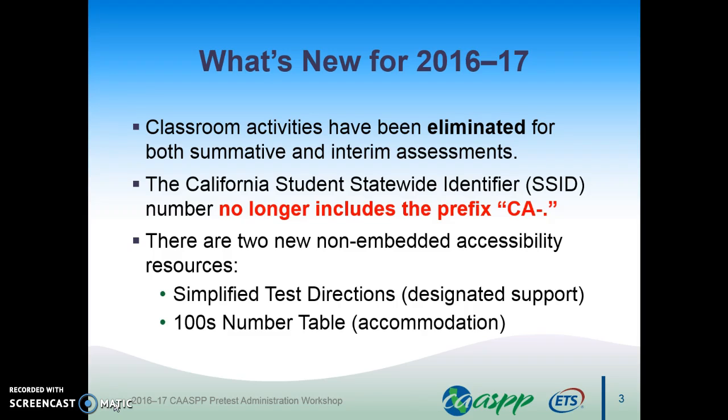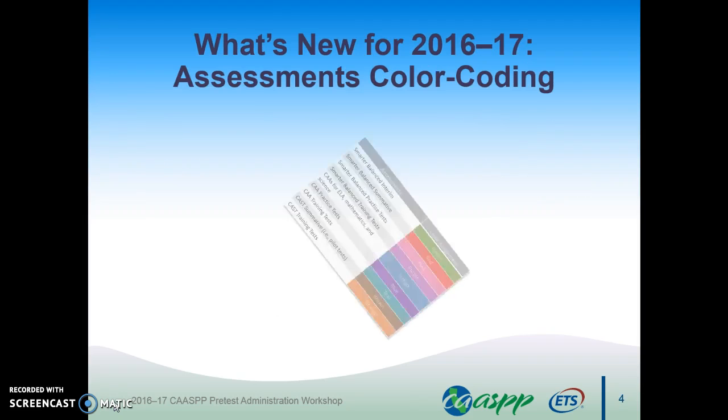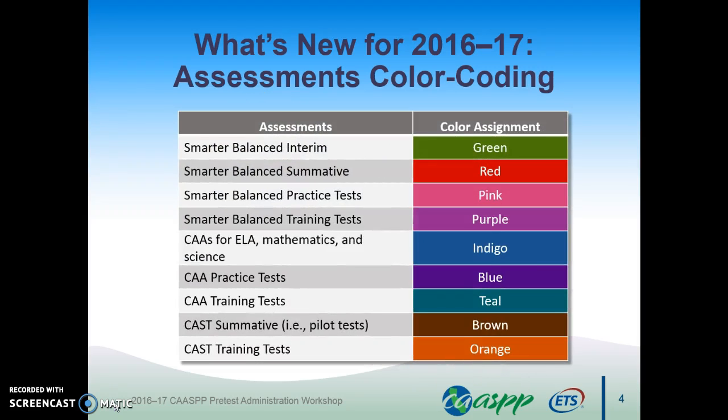Student statewide ID will no longer have CA in front of it. Classroom activities have been eliminated for both the summative and interim assessments, which is great. And there are two non-embedded accessibility resources. Hundreds number table, which is considered an accommodation, must be written in the student's IEP or 504. And simplified test directions, which are designated supports, again need to be written in as a support.